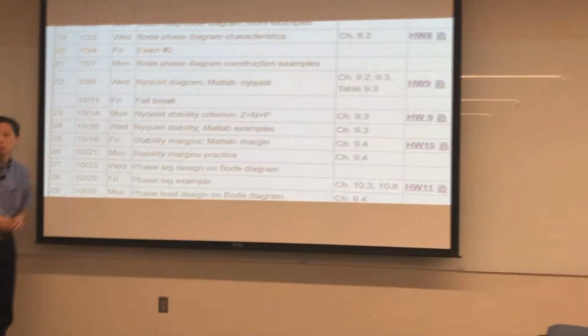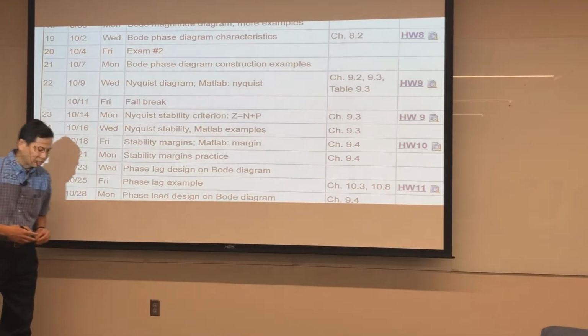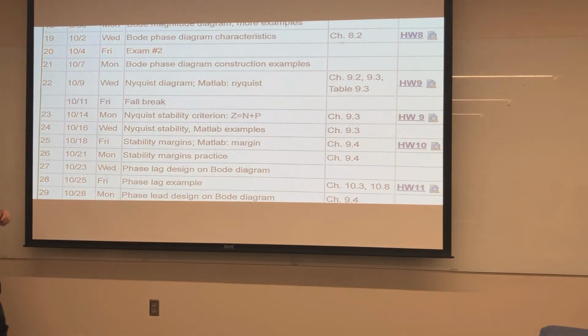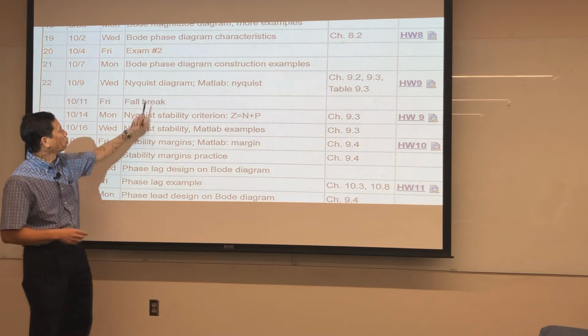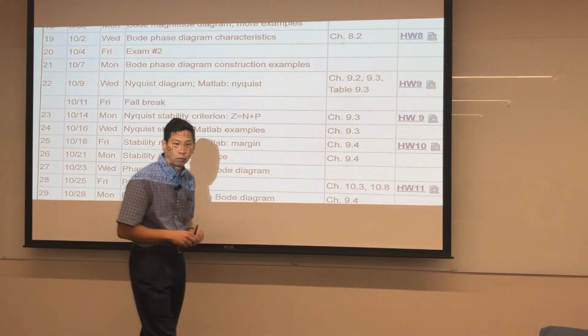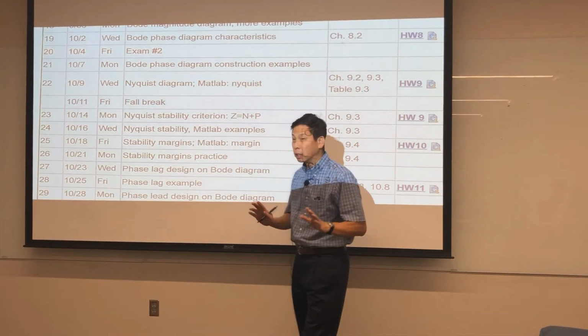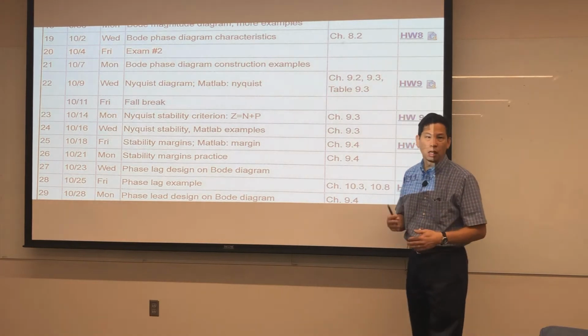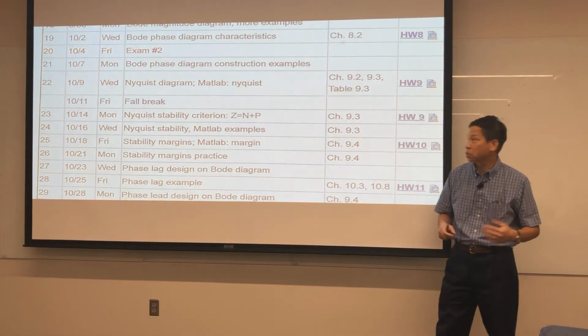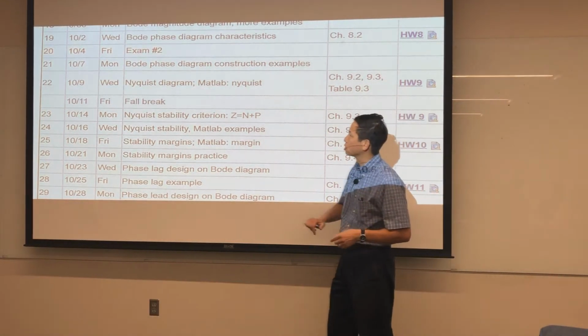Okay, so this is the Canvas calendar for the class. Here we are, we're past the halfway point. And so today's Wednesday the 9th. And we're going to take a look at another way of looking at frequency response. Similar information, but just presented in a different coordinate system. So think about that. It's just a different coordinate system.